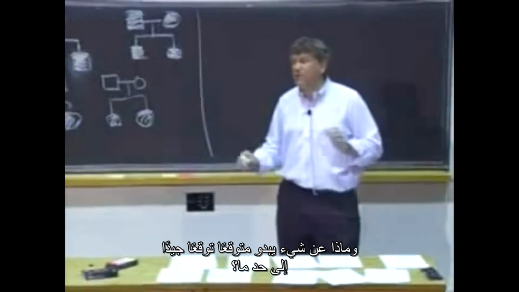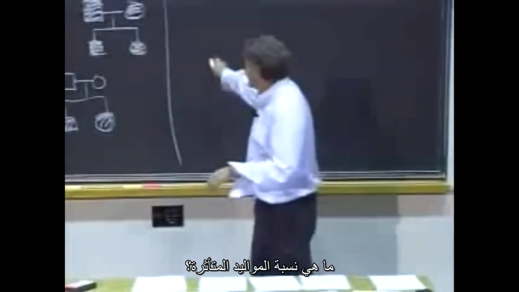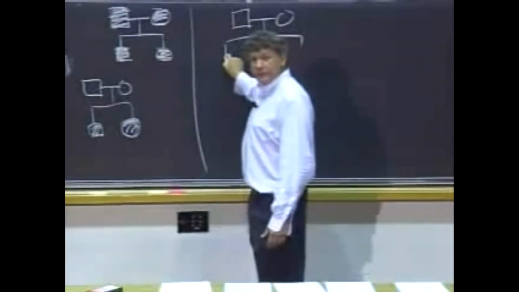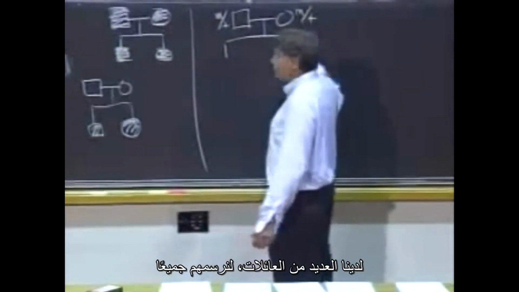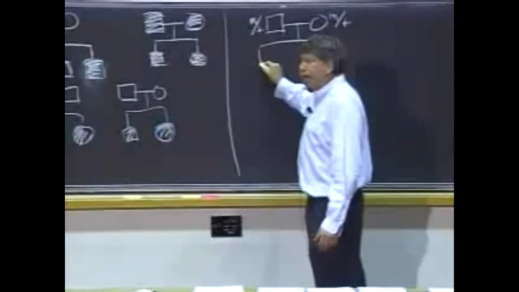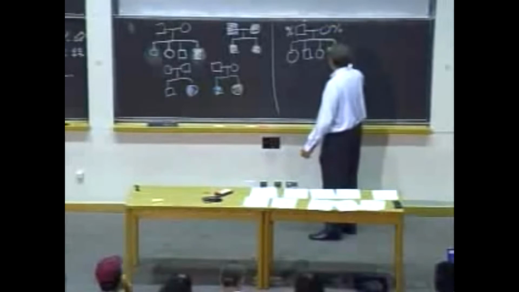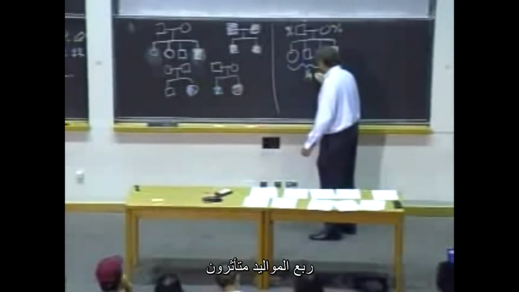How about something that isn't so easy, something that's a pretty good prediction? What fraction of the offspring will be affected? We get a lot of families, line them all up. What fraction of the offspring? A quarter. Now that's a hard and fast prediction. 1/4 of the offspring are affected.